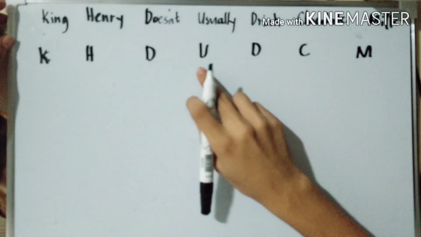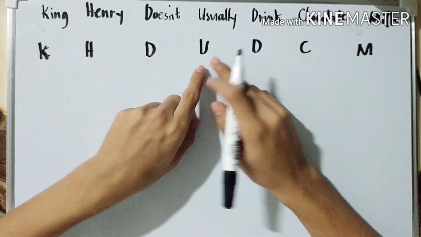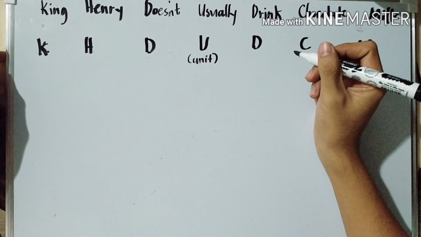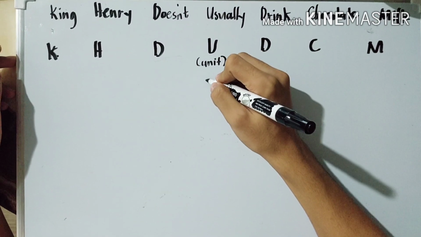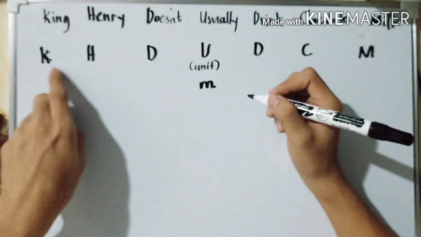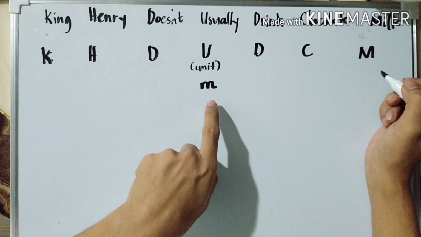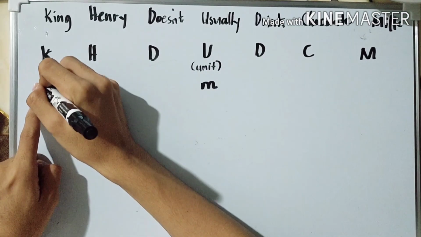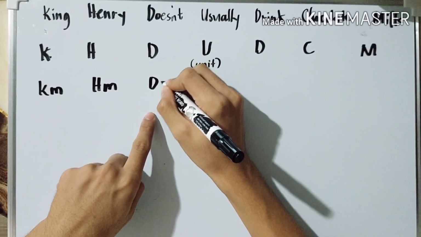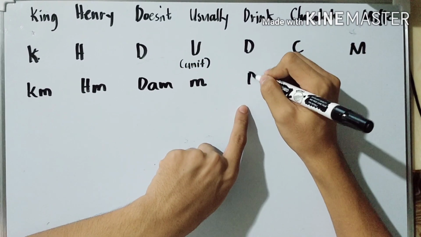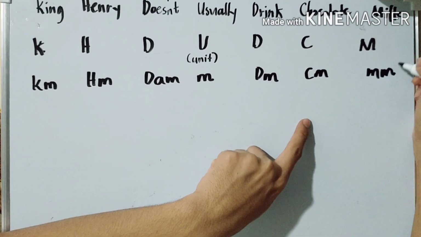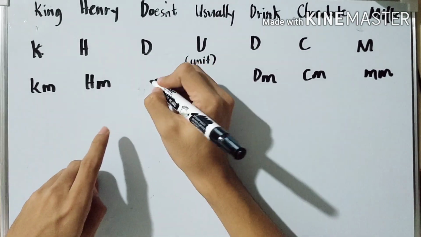So, kapag nakikita nyo itong nasa gitna, itong U, that is the unit na inyong gagamitin. So, dahil ang ating unang i-convert is length, ang ating gagamiting unit dyan is meter. Okay? And then, itong mga letters na ito, K, H, D, D, C, M, lalagyan nyo lang siya ng meter. So, this will be KM. This will be HM. This will be DAM. This will be DM. CM. And MM. Okay, so that should be small pala.